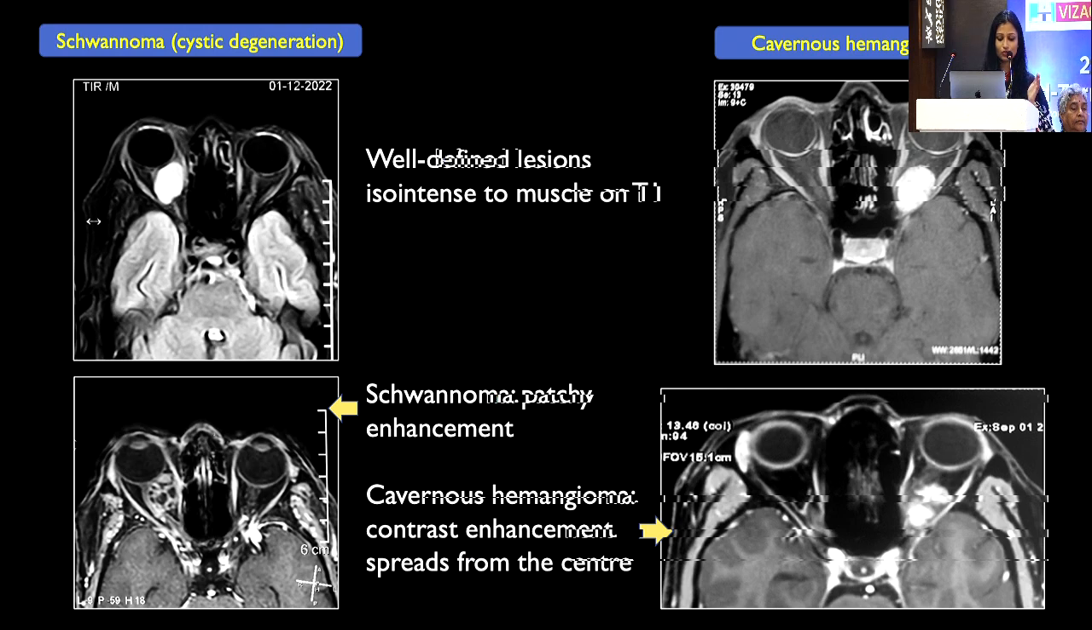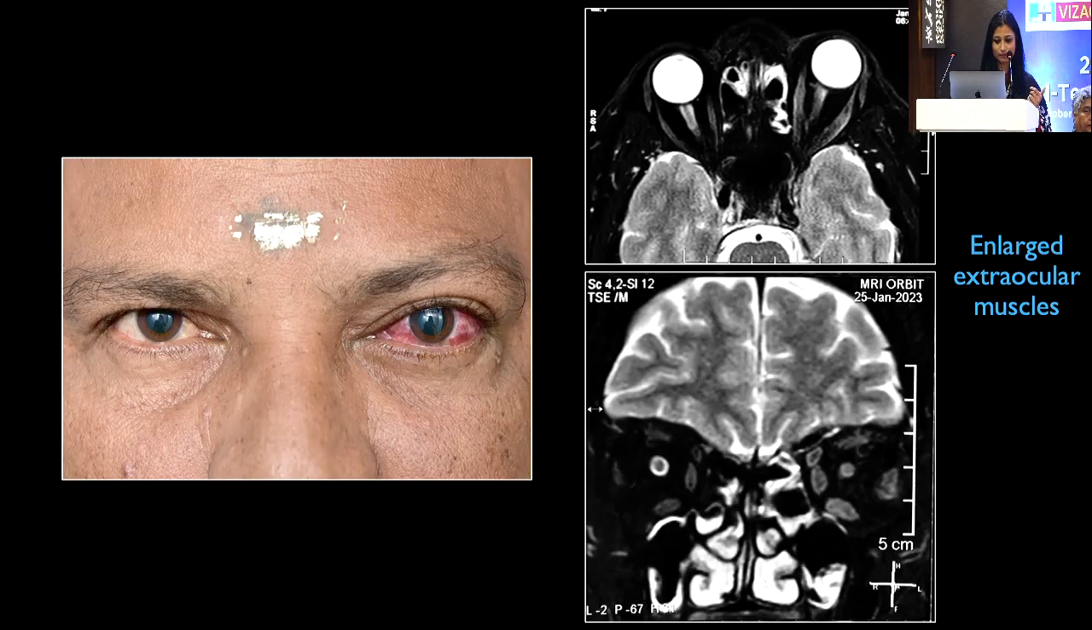Coming back to our case, on the left we see a biopsy-proven schwannoma, cystic degeneration of schwannoma, and on the right we see a very similar looking intraconal lesion. So how do we differentiate it? Both are well-defined lesions, isointense to muscle on T1. Something that can help us is contrast enhancement. On the left side, the schwannoma shows patchy enhancement on contrast. On the right side, the cavernous hemangioma will have contrast enhancement which spreads from the center.